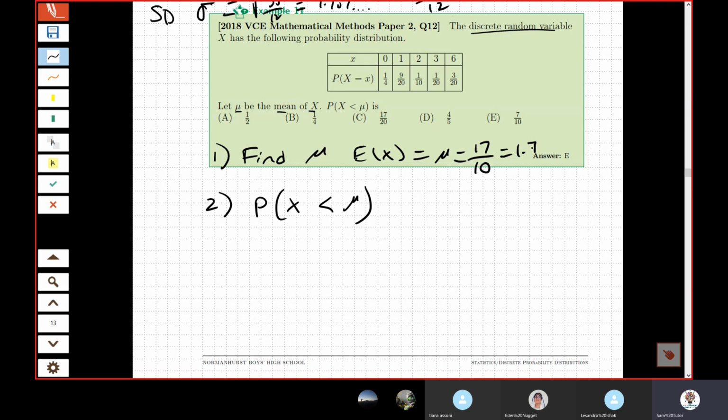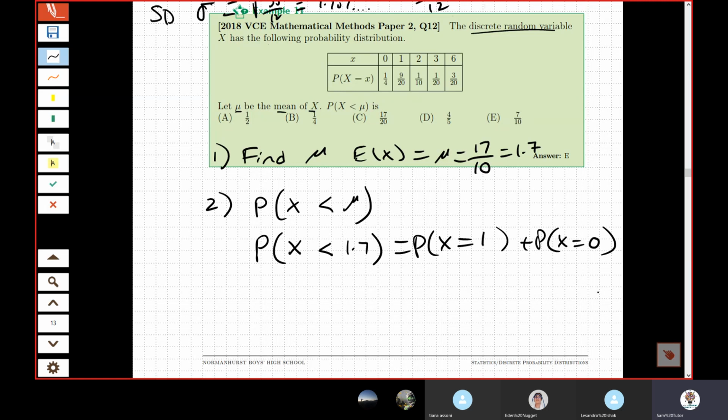So 1.7. So we want to find the probability. We'll know if it's right in a second. We want to find the probability where x is less than 1.7, which is the same as the probability of x being equal to what and what, if it's less than 1.7? Agree? And then that should just be 9 over 20 plus a quarter, which is 56 over 80, yeah, 7 over 10. Done.